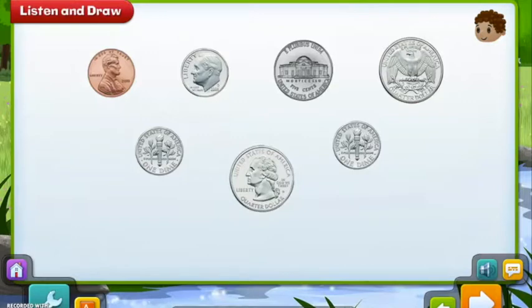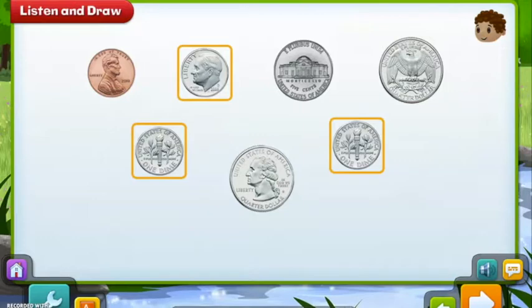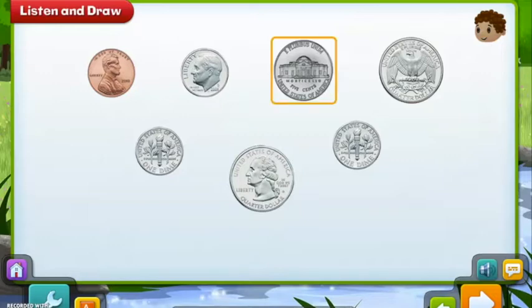These are the coins Dominic has in his coin bank. He wants to know how much money he has. Let's see, what coins does he have? Does he have any quarters? Dominic has 2 quarters. He also has 3 dimes. Does he have any nickels or pennies? Yes, he has 1 nickel and 1 penny.